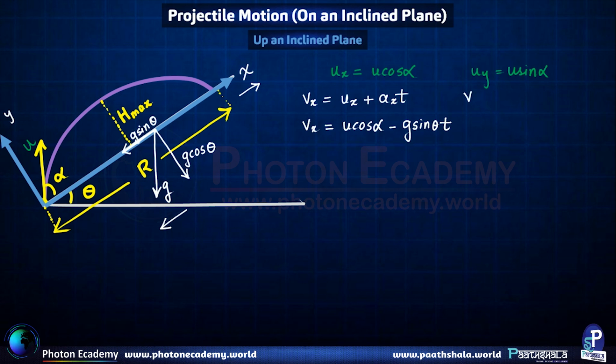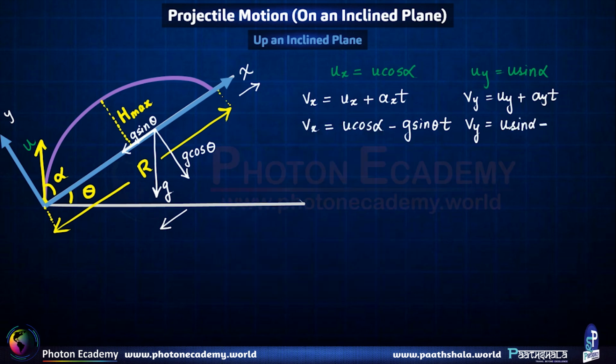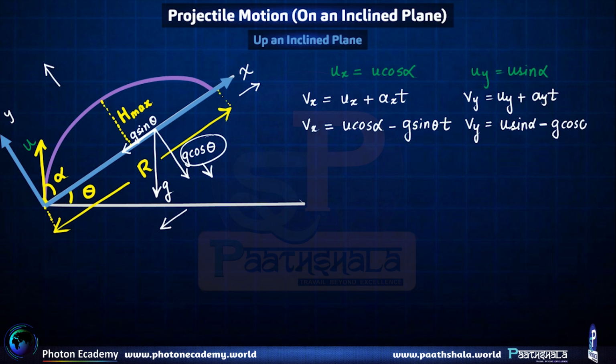Now Vy will be given as Uy plus Ay t. So Vy can be written as U sin alpha minus g cos theta t. So what is the acceleration in the y direction? It happens to be minus g cos theta. Why minus? Again, because the positive y direction is pointing in this way, whereas the acceleration due to gravity g cos theta is pointing opposite to the positive y direction.